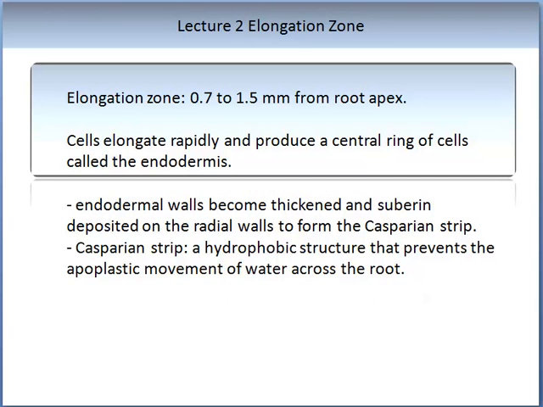The elongation zone, which is the mid-zone, is approximately 0.7 to 1.5 millimetres from the root apex. Cells elongate rapidly in this zone and produce a central ring of cells called the endodermis. The endodermal walls become thickened and the substance suberin is deposited on the radial walls to form the Casparian strip. The Casparian strip is a hydrophobic structure that prevents the apoplastic movement of water across the root.